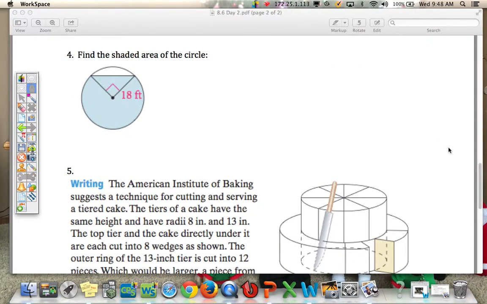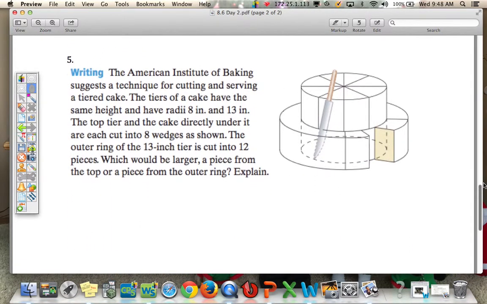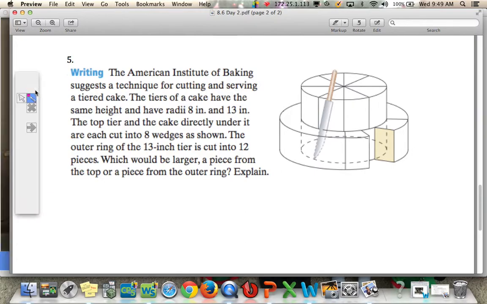All right, last one we'll try together, and then you just have a bunch of application problems. It says the American Institute of Baking suggests a technique for cutting and serving a tiered cake. The layers of cake have the same height and the radii 8 inches and 13 inches. The top tier and the cake directly under it are cut into 8 wedges as shown. The outer ring of the 13-inch tier is cut into 12 pieces. Which would be larger, a piece from the top or a piece from the outer ring? Explain. Okay, so let's figure out two things here.